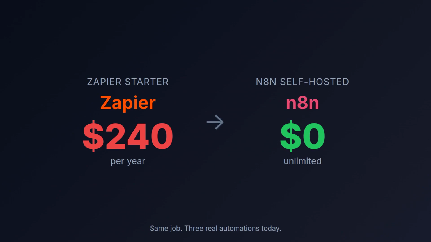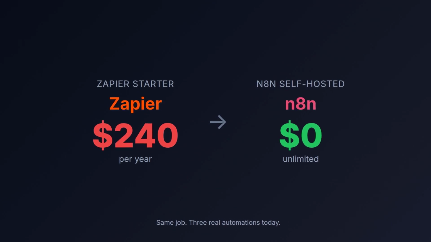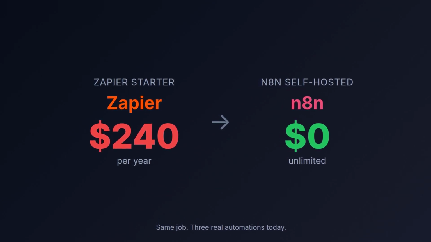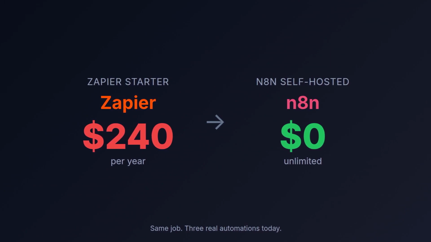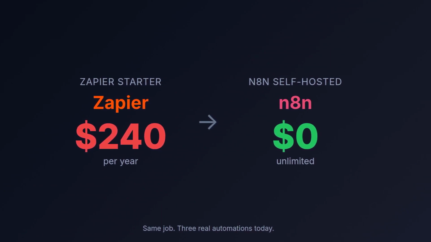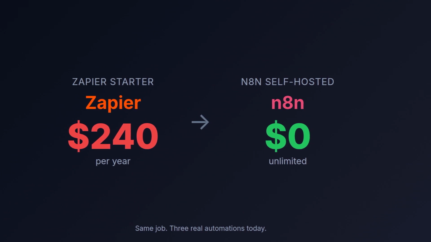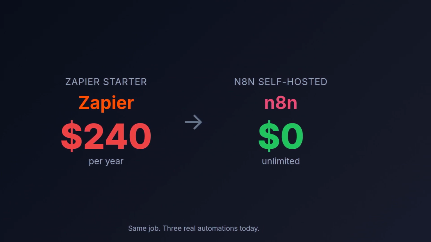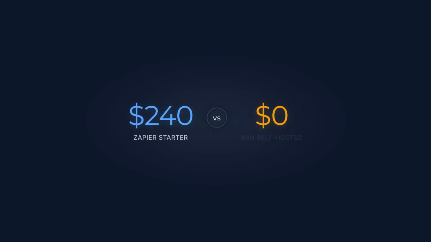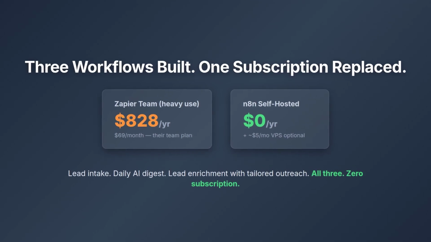Zapier's free tier gives you 100 tasks a month. If you are running any kind of real business, a contact form, a newsletter, a spreadsheet you update regularly, you burn through 100 tasks in the first week of the month. So you upgrade to the starter plan, $19.99 a month, 750 tasks. That's $240 a year just to move data between apps. And if you need AI in your automations, you're looking at the team plan at $69 a month. That's over $800 a year.